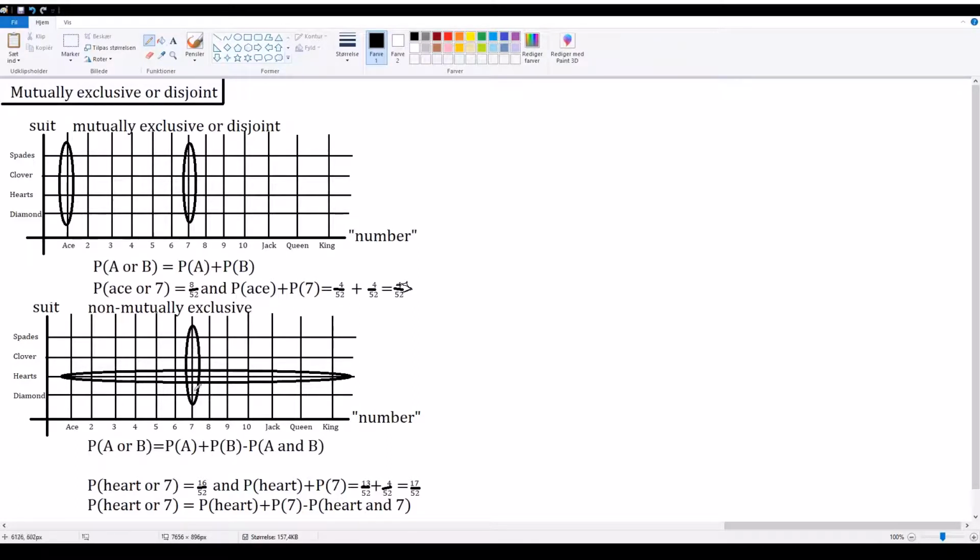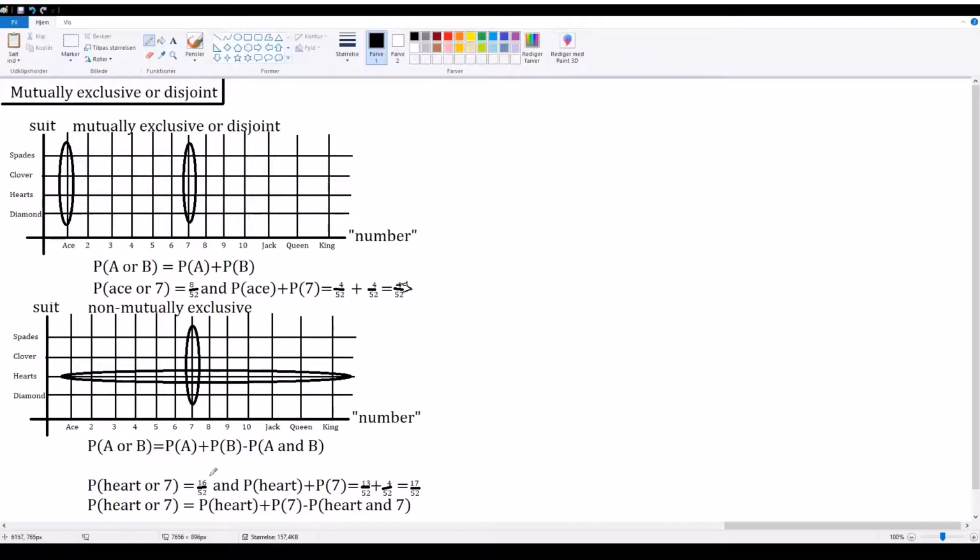So, and they overlap once, so you subtract 1 from them added together, so that equals 13 plus 4 minus 1. And as you can see here, P of hearts plus P of 7 equals 13 plus 4, and that equals 17 out of 52, which is not the same as 16 out of 52.